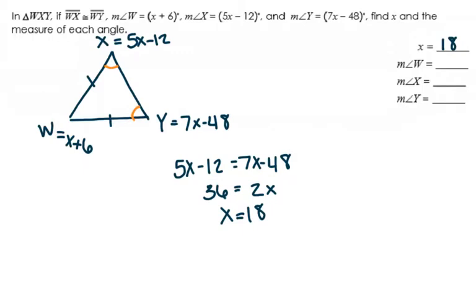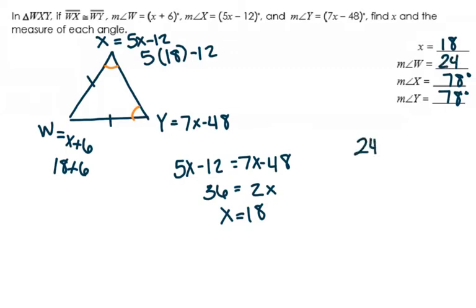So now I'm going to start plugging things back in. So I get that x is 78. If x is 78, y also has to be 78. And I get that w is 24. And you could, just to be on the safe side, check and make sure that all 3 angles equal 180, which they do, so we're good.